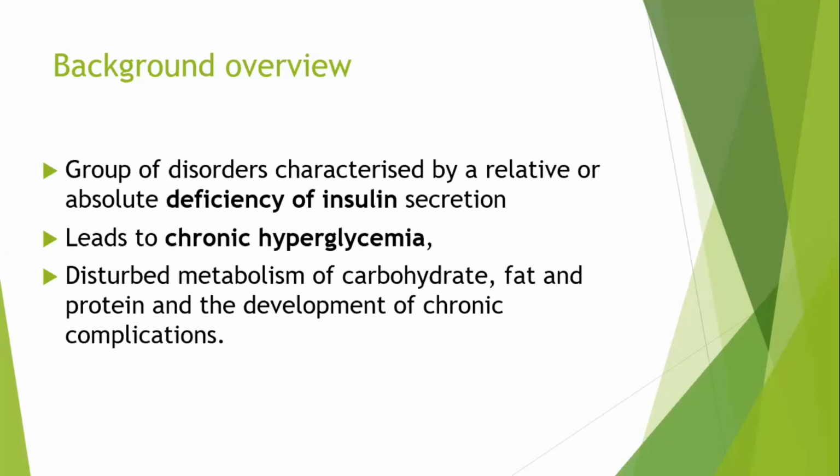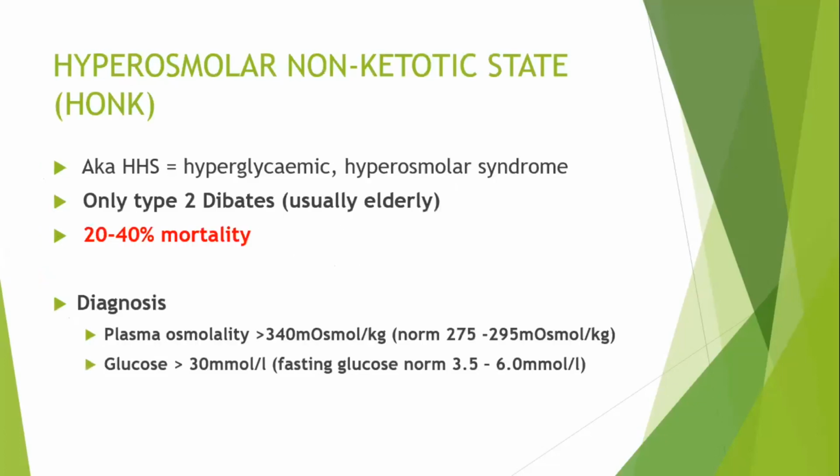So going through now the first emergency, hyperosmolar non-ketonic state, HONK, as it's more commonly known. This only affects type 2 diabetics, which I will explain why in the next slide. But the mortality rate from this is 20 to 40%, much higher than diabetic ketoacidosis. The things that you will look for will be the plasma osmolarity will be greater than 340, where the normal range will be 275 to 295 osmoles per kilogram.